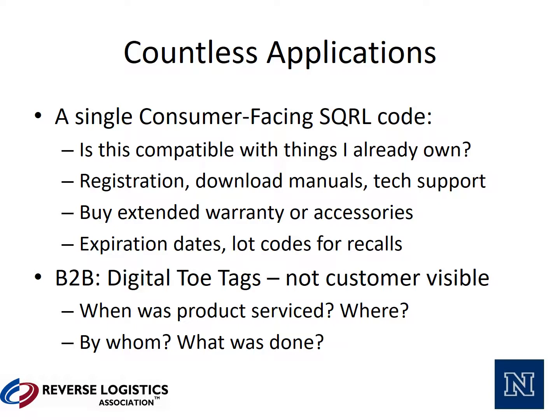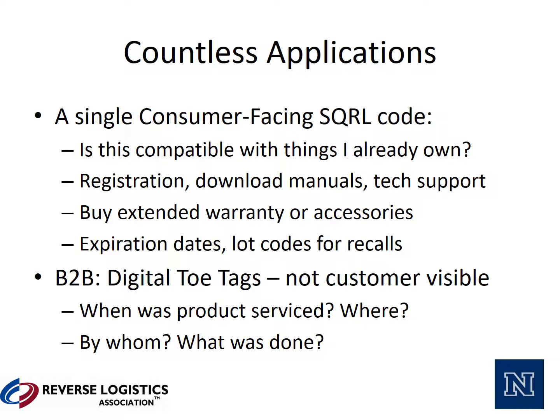SQRL codes can have countless applications anywhere a company would like to readily put a large amount of information in customers' hands using a small amount of space. For example, providing information to customers to let them know if a product is compatible with other products they already own. After they buy it, that same single SQRL code can help them register a product, download the manual or quick start sheet, or contact tech support. It can also help them buy extended warranties or accessories.